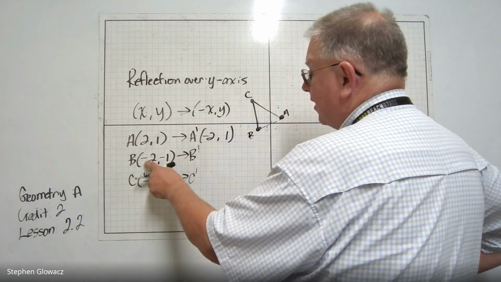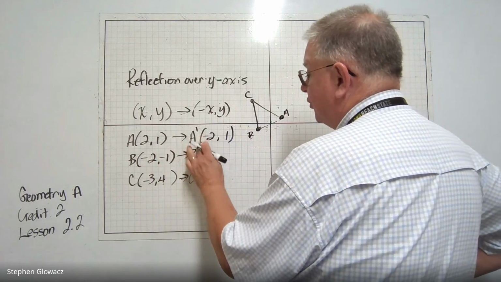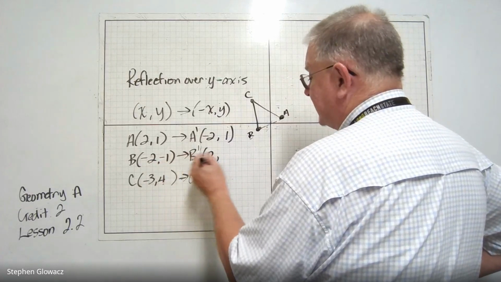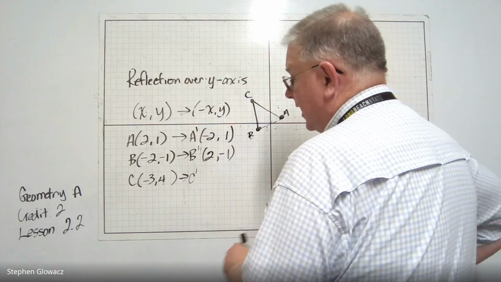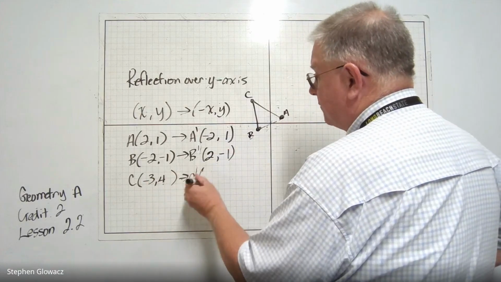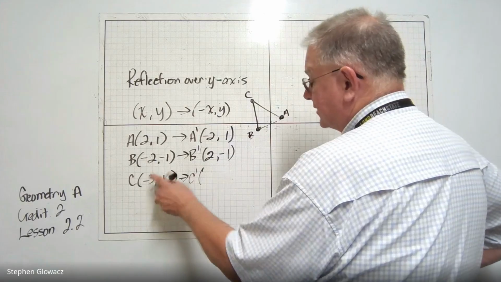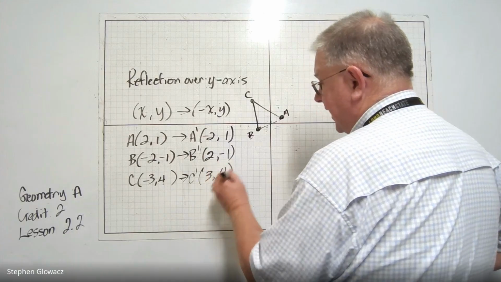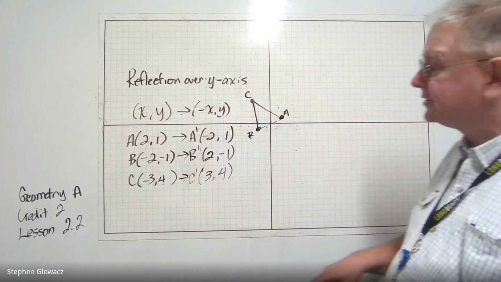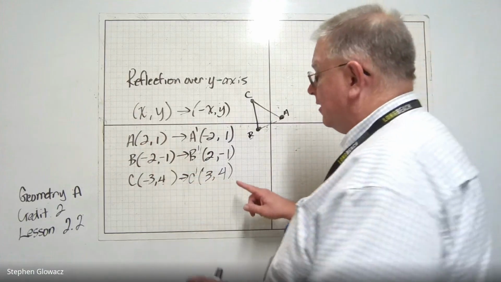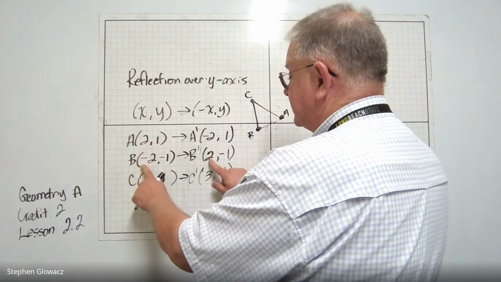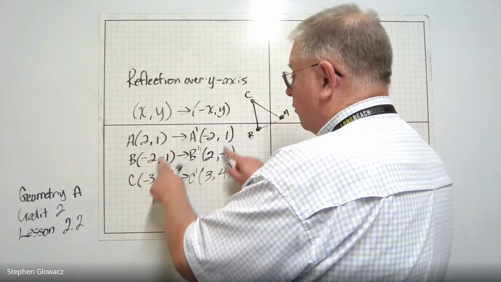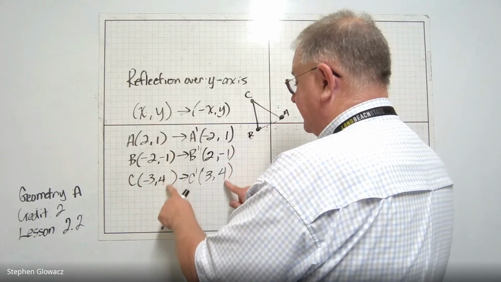Here for B, on B prime, negative 2 becomes positive 2. The y coordinate stays negative 1. Finally, for C prime, negative 3, the x coordinate becomes a positive 3. The y coordinate stays the same. And so notice on all three of these, the x coordinate changed its sign, either from positive to negative or negative to positive, where the y coordinate stayed the same.